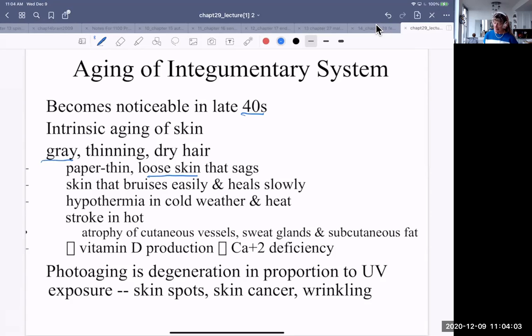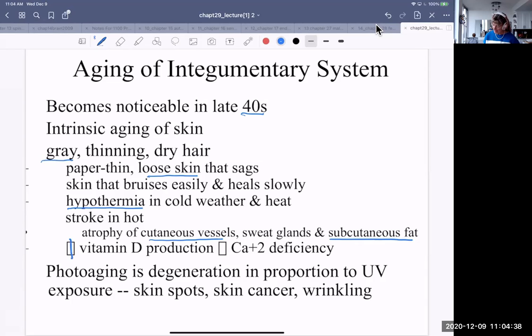Skin bruises more easily and heals more slowly. There's a greater probability of hypothermia in cold weather and heat stroke in hot weather. There's atrophy of the cutaneous vessels and sweat glands, and the cutaneous vessels are those that allow for cooling, as well as sweat glands. And a decrease or atrophy of subcutaneous fat, which is, of course, helping to regulate the temperature of an individual.